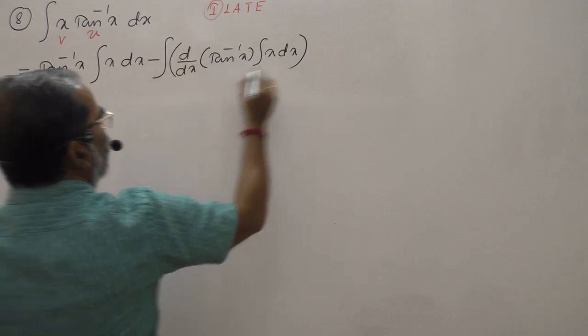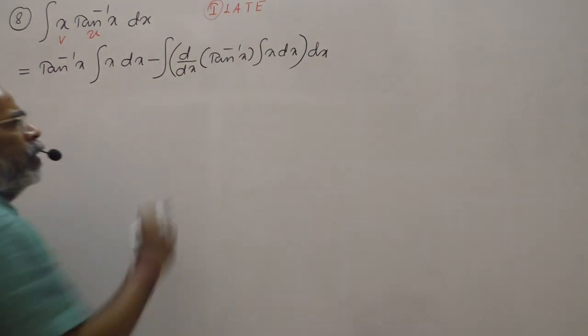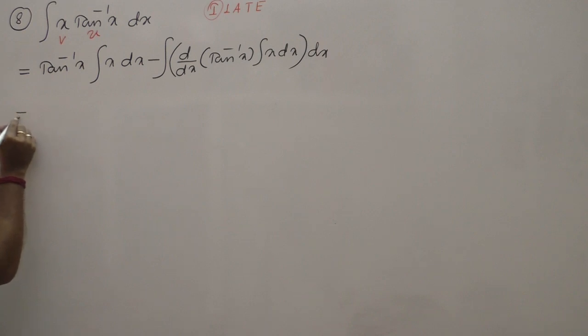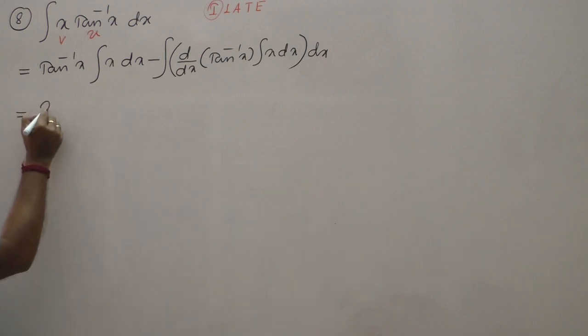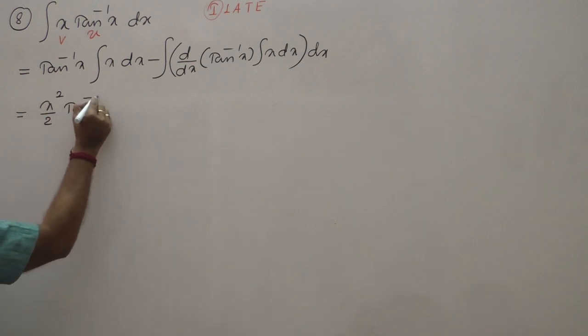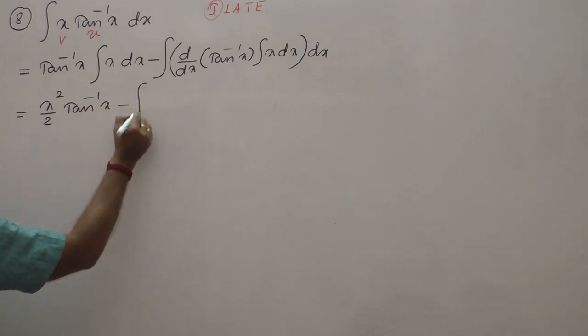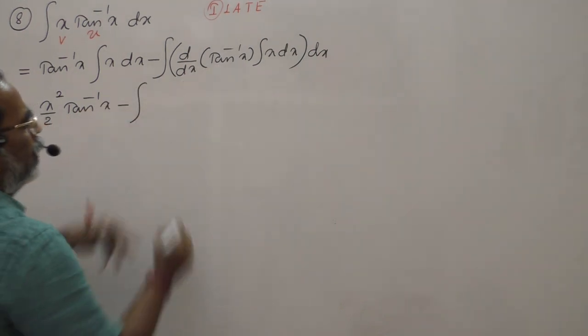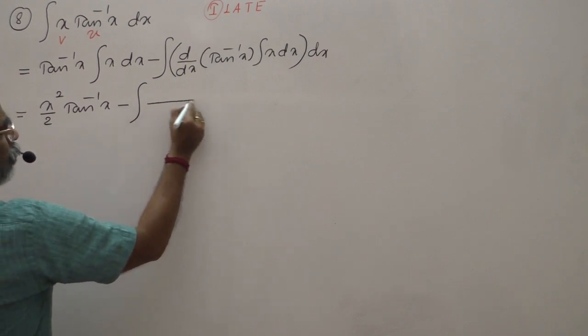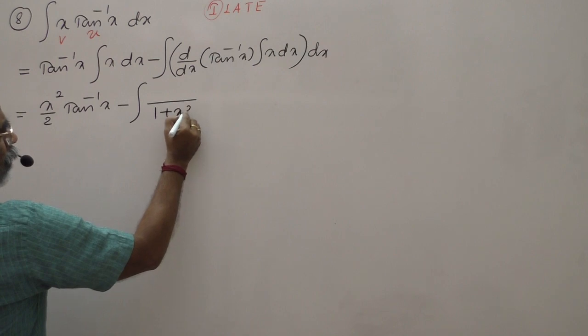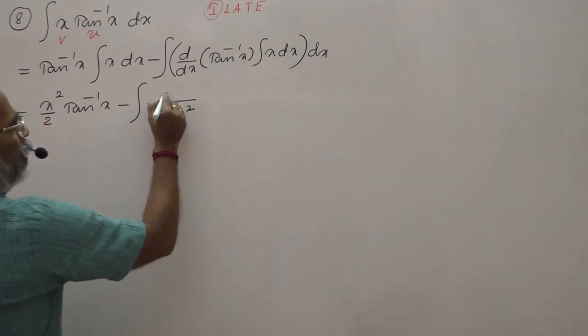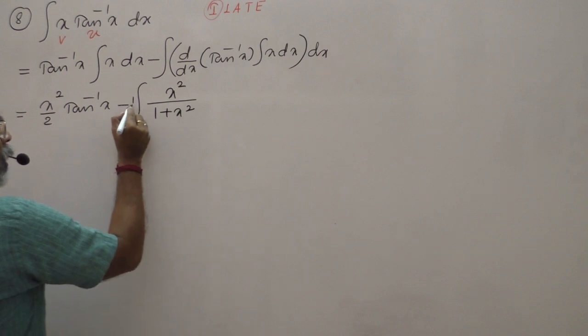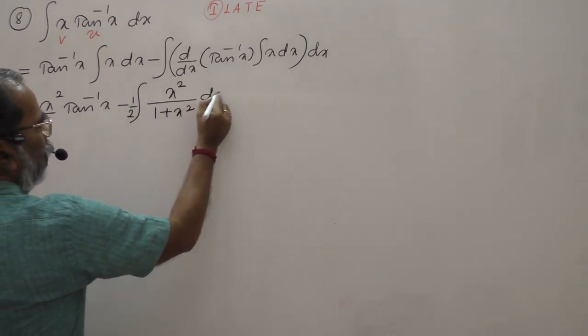For this entire thing we have one more integral, no, I should write dx. Very simple. What is the integral of x? x means x power 1. For x power n, use x power n plus 1 by n plus 1. That will be x square by 2 into tan inverse of x minus the integral of, what is d by dx of tan inverse x? It is 1 by 1 plus x square. What is the integral of x? It is x square by 2. I will write 2 here, into dx.